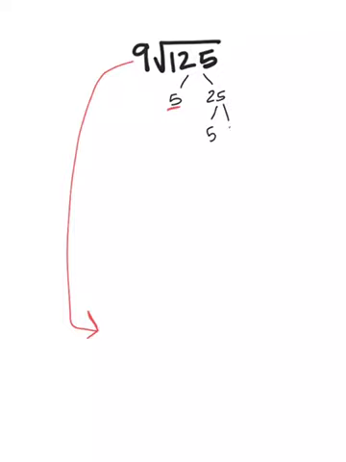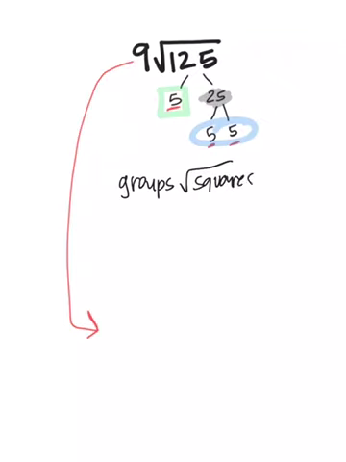Okay, 5 times 5 is 25. 5 and 5 can't be broken down. I like to cross off the numbers that have been broken down. I have a group of 5, and I have a 5 without a group. And so my answer groups go out front, squares stay in the squares. So this would be a group of 5 and a 5 that's stuck in the square.